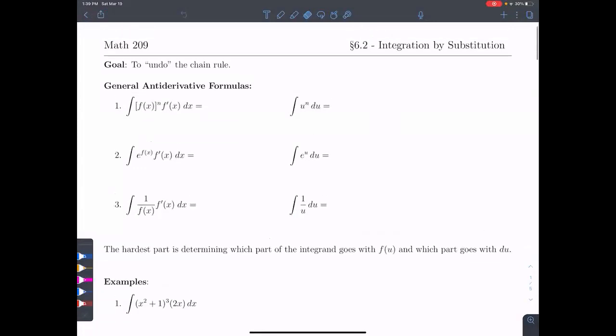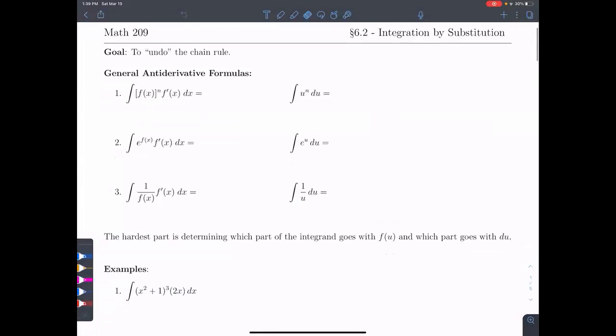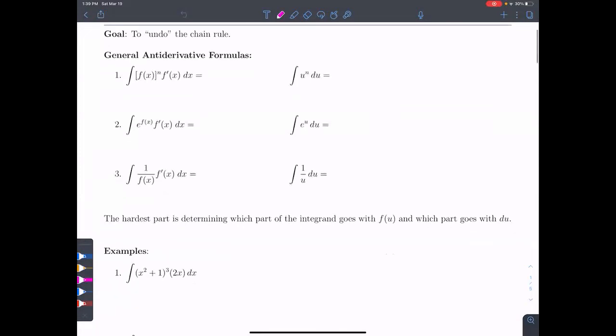Okay, so in section 6.1, we were undoing the power rule with an antiderivative. So in 6.2, we're actually going to undo the chain rule. So some general antiderivative formulas.